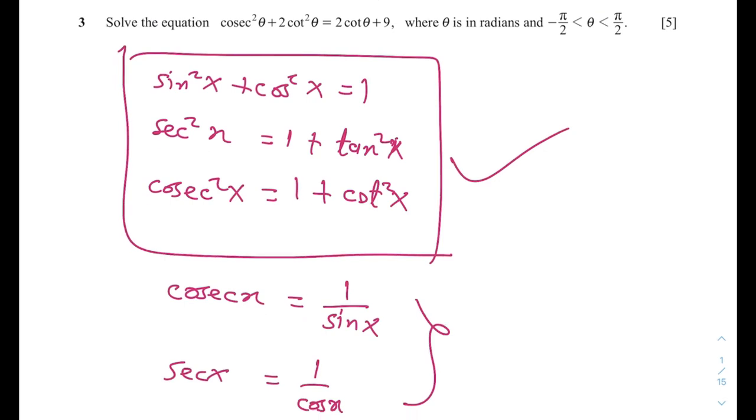So let's start with our very first question. Okay, let me clear this thing from here. Of course, we'll be coming back to it as and when we need it. Okay, so the first question says: solve the equation cosec square theta plus 2 cot square theta is equal to 2 cot theta plus 9. Okay, and then they have told you that theta, the angle in question, is from negative pi on 2 to pi on 2. I'll really explain this thing for you to really understand it later on. But right now, we just have to solve this equation, okay?